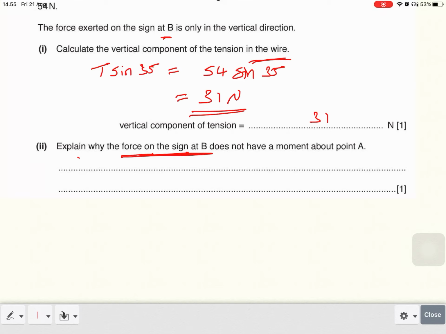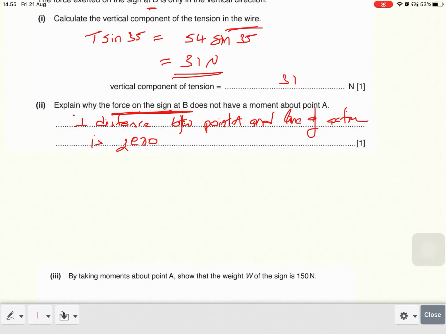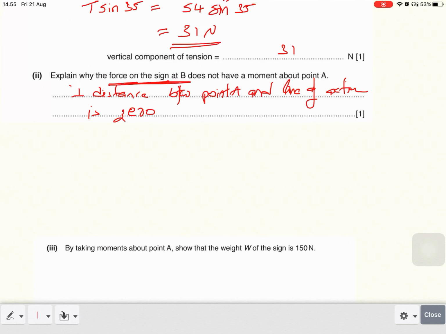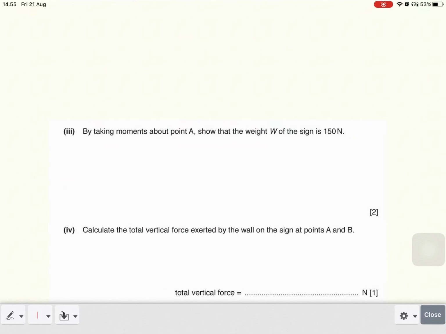So the perpendicular distance is zero. That is one reason you can write: the perpendicular distance between point A and the line of action is 0. Another one is you can write that the line of action is passing through the point A. It has the same meaning, but is another way of expression.